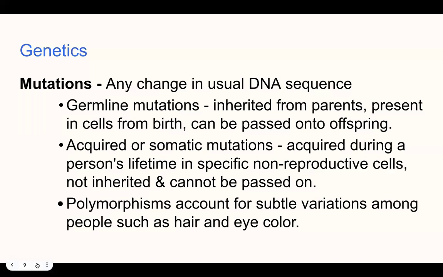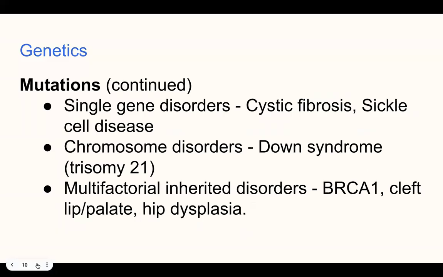You should know this slide. Single gene disorders such as cystic fibrosis and sickle cell disease are an example of a mutation. Mutations can also be chromosomal disorders such as Down syndrome, which is trisomy 21. And then you have multifactorial inherited disorders such as the BRCA1 gene, cleft lip and cleft palate, and hip dysplasia. I know we just talked about that in lecture last week.